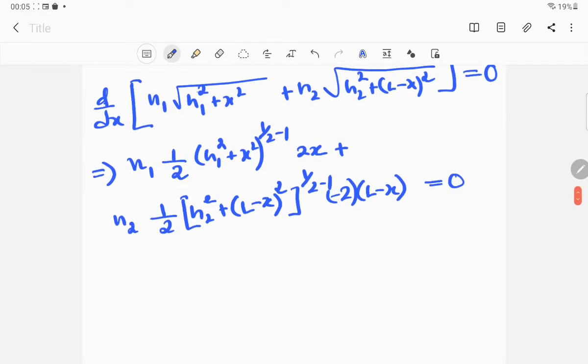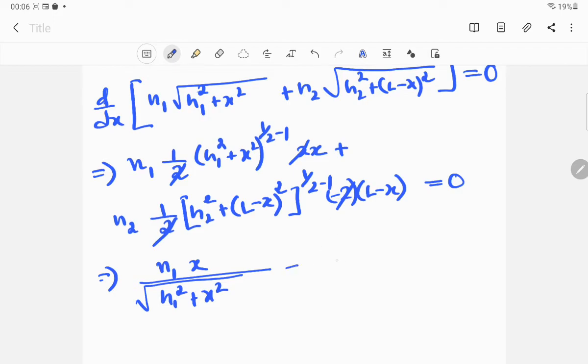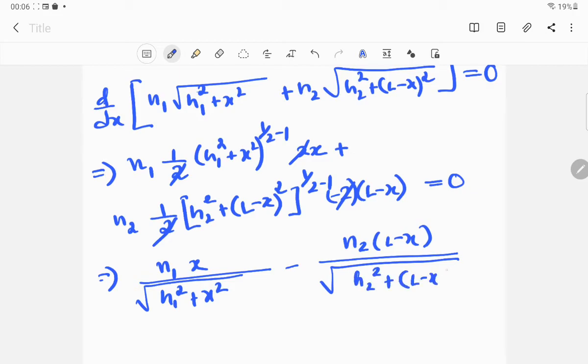I am not going to explain the differentiation to you. So you can see 2 gets cancelled, and here also 2 gets cancelled. So what remains? N1 into X divided by root over H1 square plus X square, then again we have a minus sign, so it is N2 into L minus X divided by root over H2 square plus L minus X whole square, equal to 0.